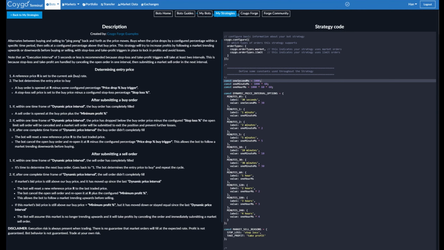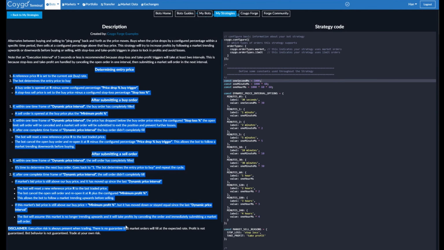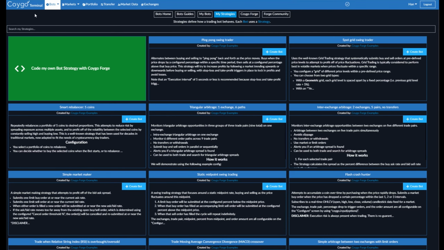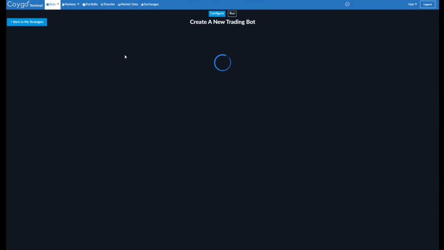If you want to see the full details, you can see down here exactly what the bot's going to do in each scenario when determining an entry price, submitting a buy order, or submitting a sell order. But we're going to go ahead and create our bot. So back on the My Strategies screen, we see Ping Pong Swing Trader, and we'll click Create Bot. All right, you're creating a new bot.